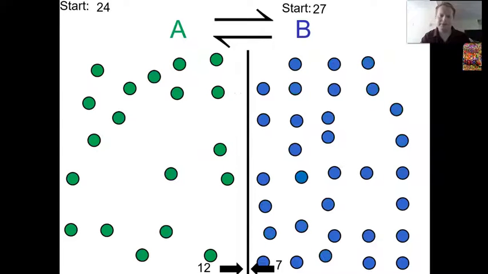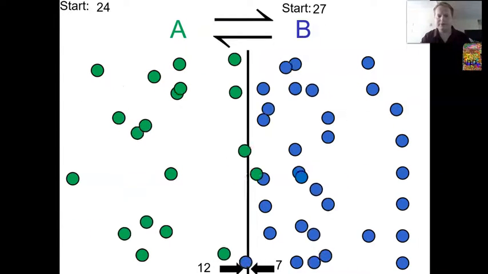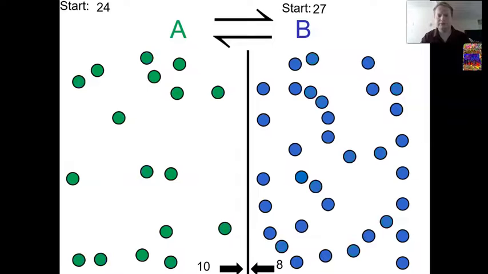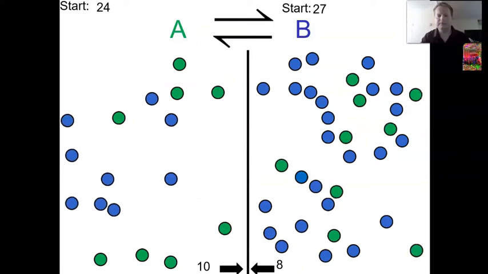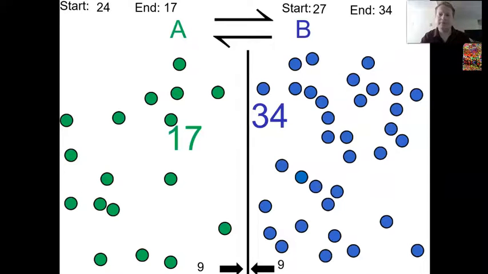We're not yet there, right? We have unequal numbers shifting from both sides. Still shifting. Now we've reestablished equilibrium, but let's take a look at our count at the end. We have 17 in A and 34 in B.